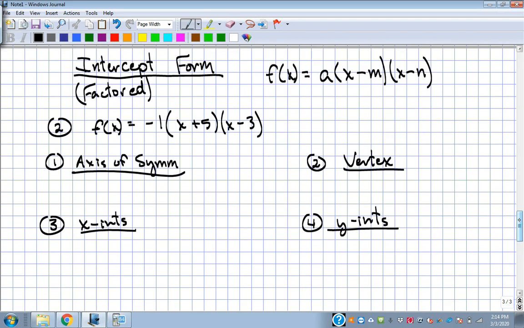Okay, because we're in intercept form, I'm going to skip the axis of symmetry and the vertex and go straight to the x-intercepts because that's the form I'm in. It's the easiest thing to get, and I can use this to help me get there. How do I find the x-intercepts? Set the problem equal to what? 0. I'm going to set -1(x plus 5)(x minus 3) equal to 0.